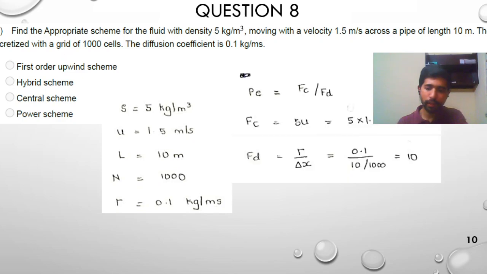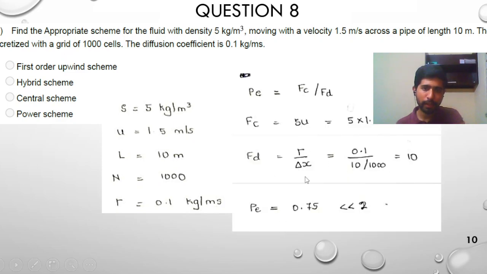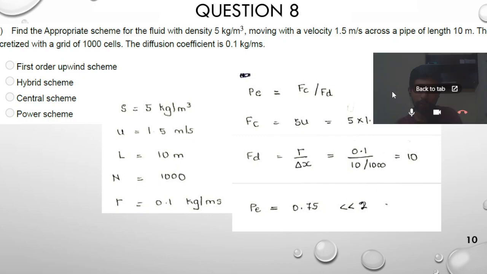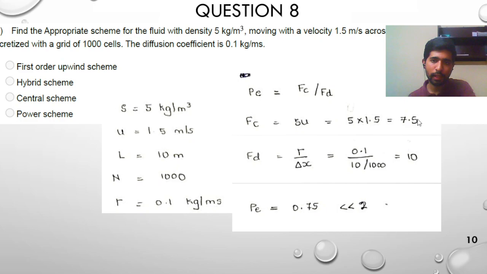So let us see. It should be tau divided by delta x. So you end up with a Peclet number of 0.75, because Fc came out as 7.5 and Fd as 10, so 7.5 divided by 10. Since it is less than 2, it is... what do you say? What should be the answer?